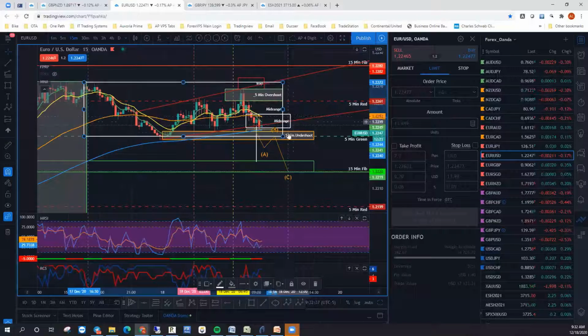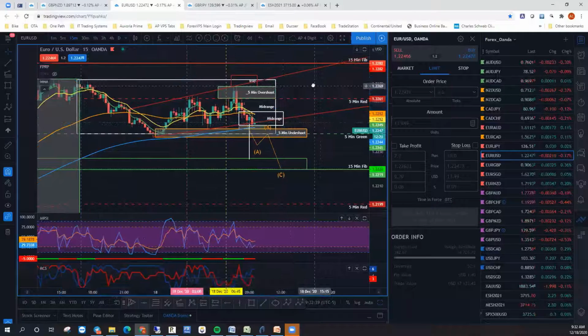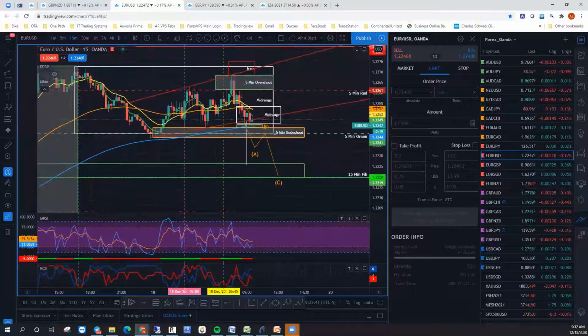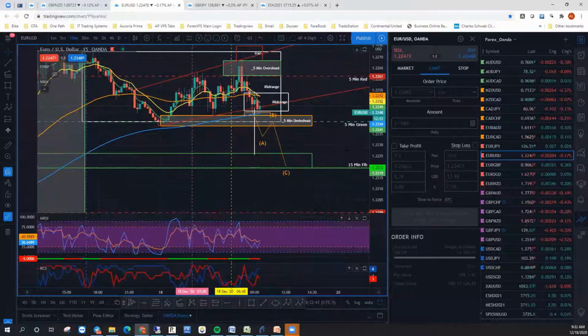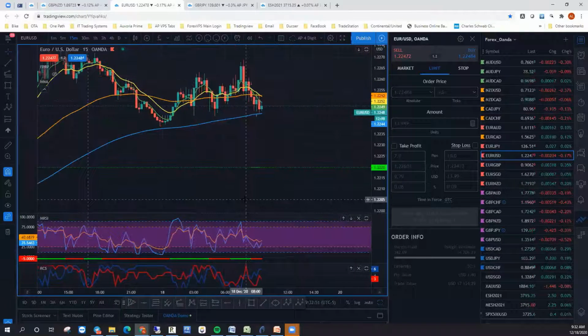And now we're right in the middle of everything. We're just about having it open for the US market. That may push it down as the dollar gets stronger. When the market opens up, they may push it down to give more strength to the dollar. But we'll see. Until then, that's what we're looking at.